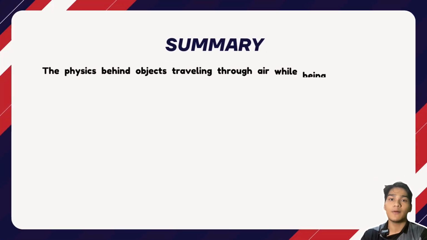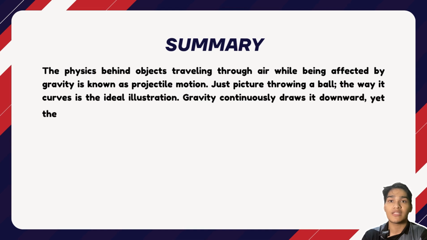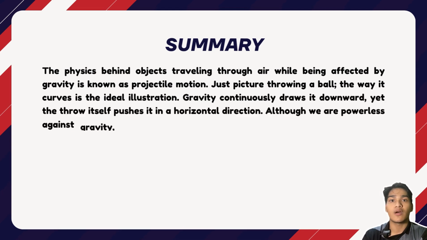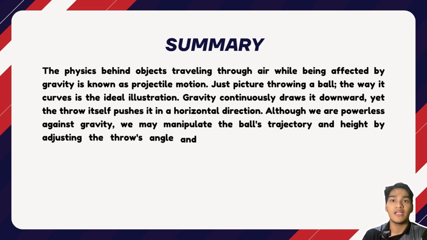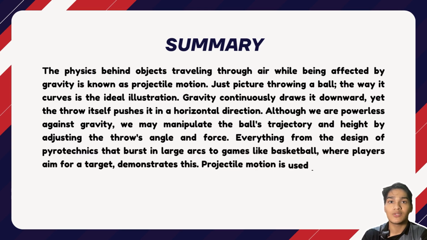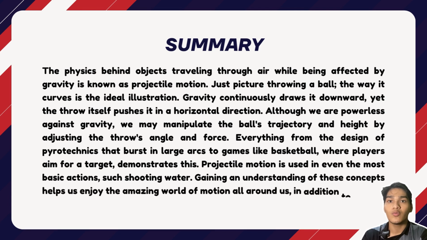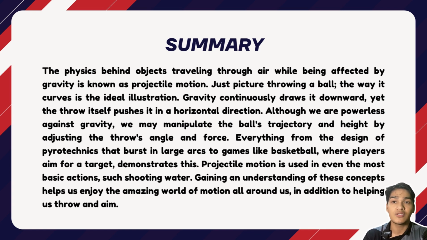The physics behind objects traveling through air while being affected by gravity is known as projectile motion. Just picture throwing a ball, the way it curves is the ideal illustration. Gravity continuously draws it downward, yet the throw itself pushes it in a horizontal direction. Although we are powerless against gravity, we may manipulate the ball's trajectory and height by adjusting the throw's angle and force.